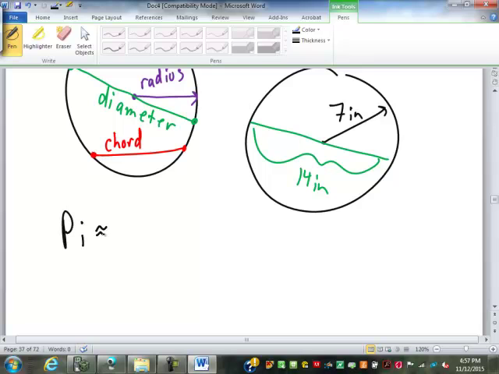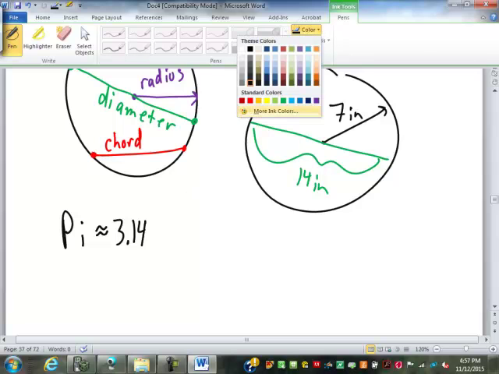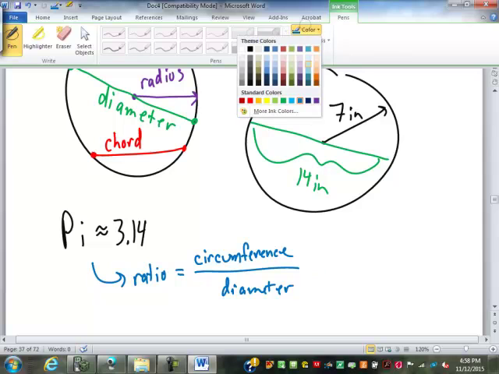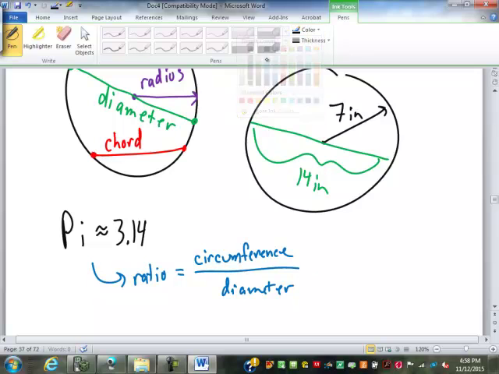Now, when it comes to circles, there is this magical number, not really magical, but kind of mysterious number called pi. Pi is equal to about 3.14159. We're just going to say 3.14 and round it there. That's why I put the little squiggly lines. Pi actually goes on forever. Pi is the ratio between the distance around a circle, which is called its circumference, and its diameter.